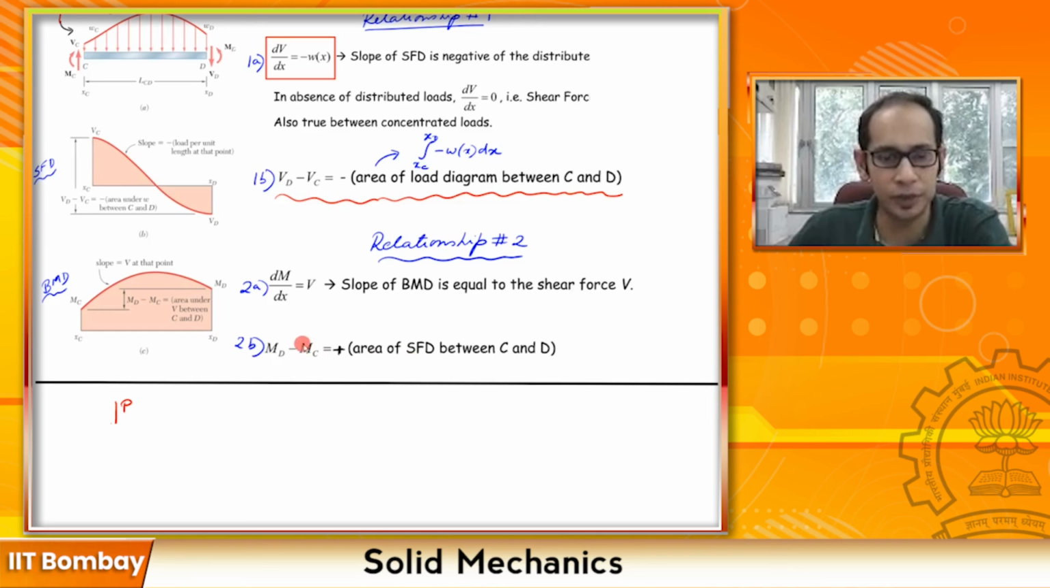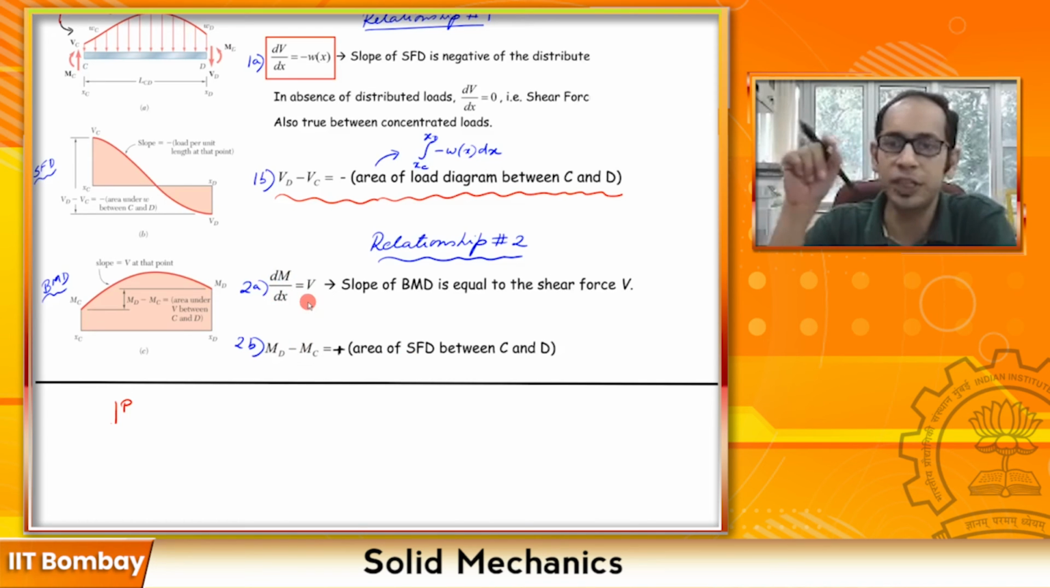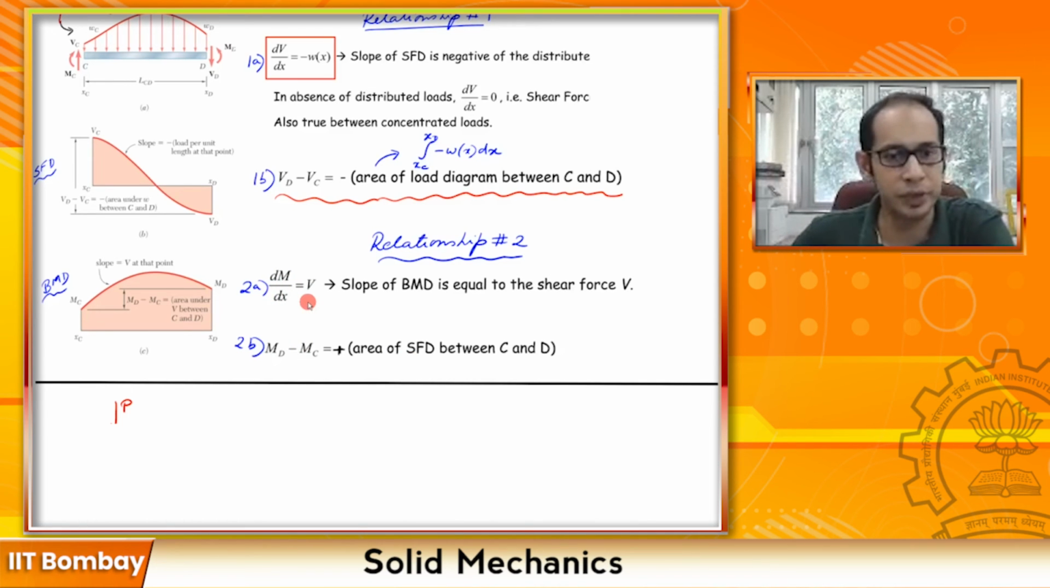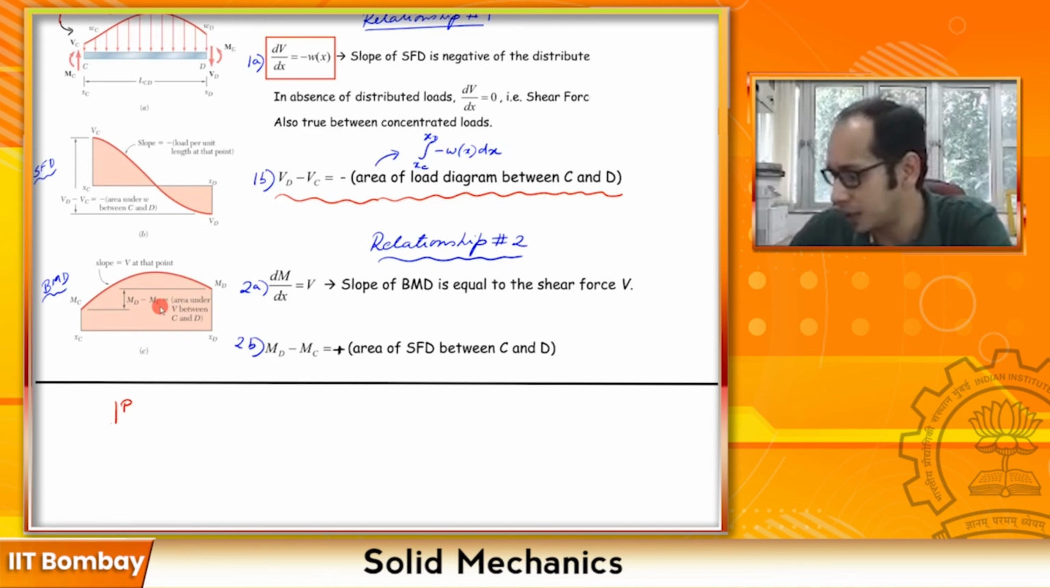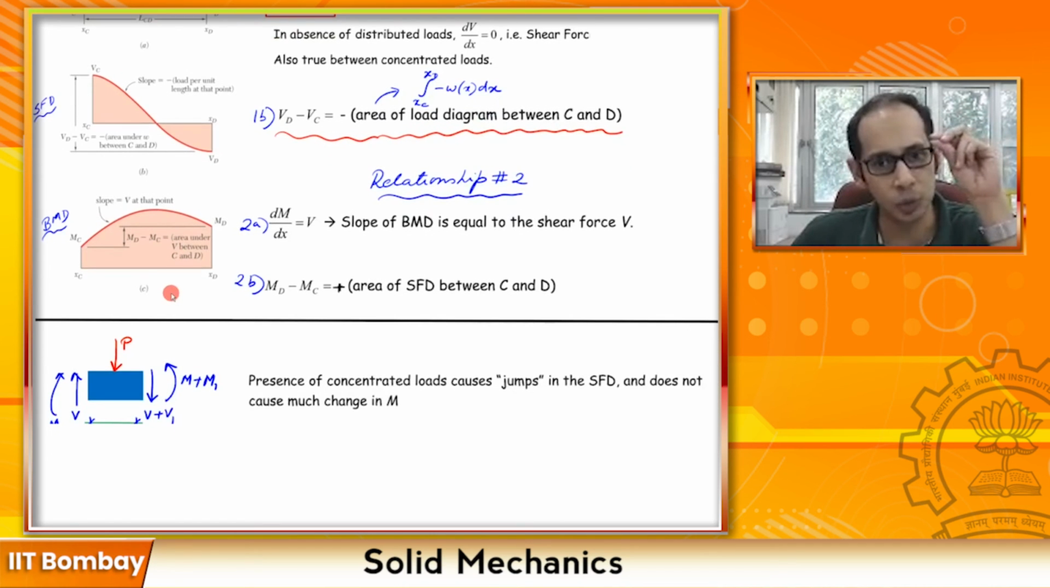This is very obvious. So if you just integrate this one between XC to XD, this also gets integrated. The integral of V dx is nothing but the area of the shear force diagram. So again, MD minus MC is the area of V between C and D. So if you just calculate this entire area, that will give you the difference of the moment between D and C over here.